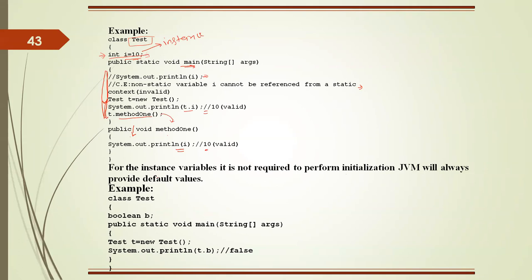Now here, you can take a boolean. We do not initialize any value to this boolean. If you access this variable, you will get false. Boolean default value is false. And this point is important.